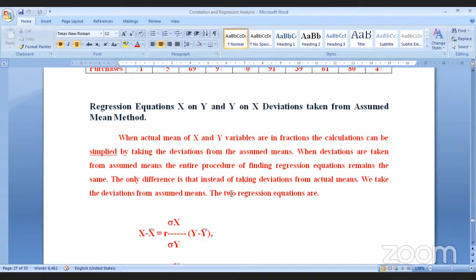Here, regression equations x on y and y on x from the assumed mean method. This is also the same as what we did for correlation analysis, the same procedure, same method. First of all, we have to calculate the x bar value and y bar value. If the x bar value is in fraction or decimal, then we need to decide that this method belongs to the assumed mean method. Okay, assumed mean method.